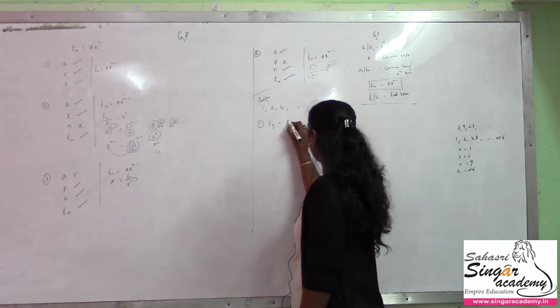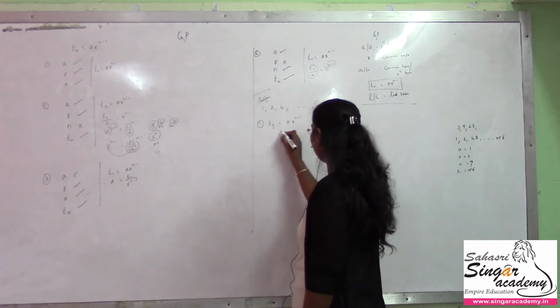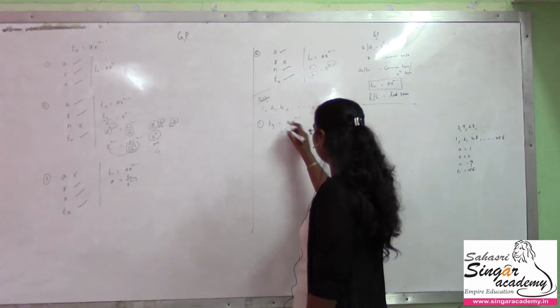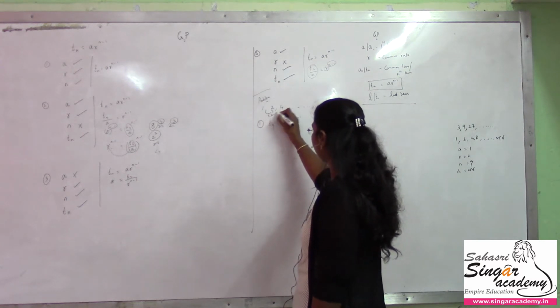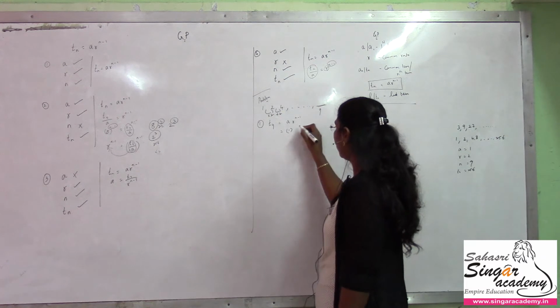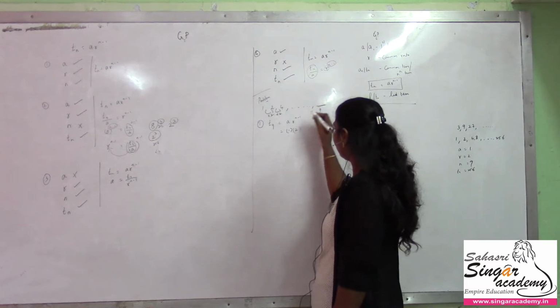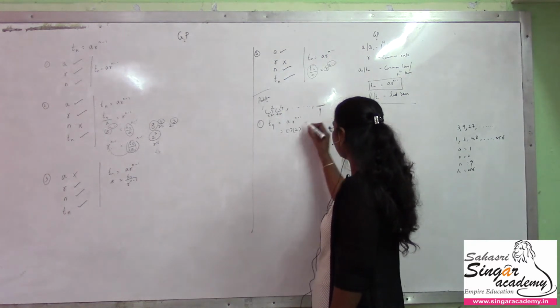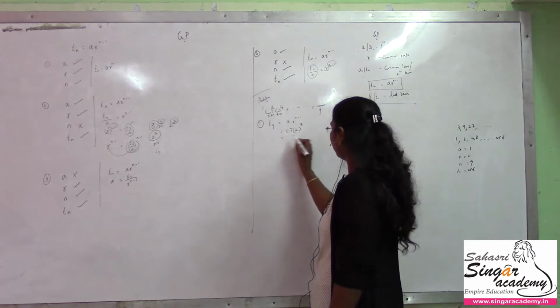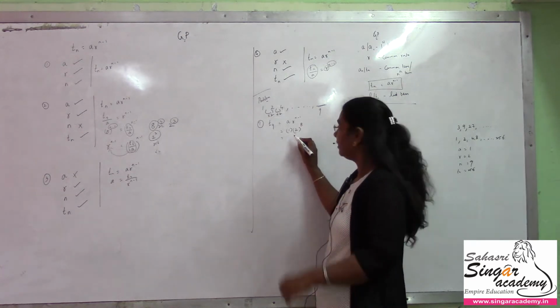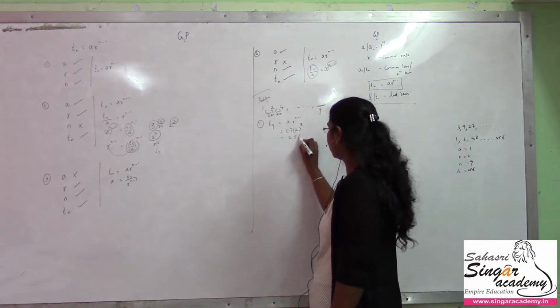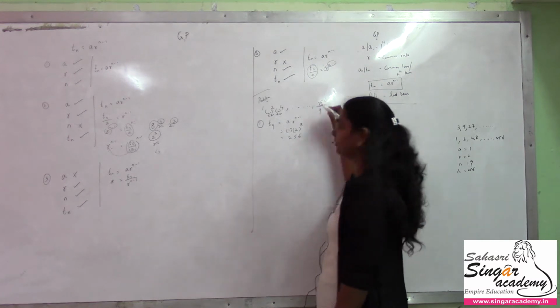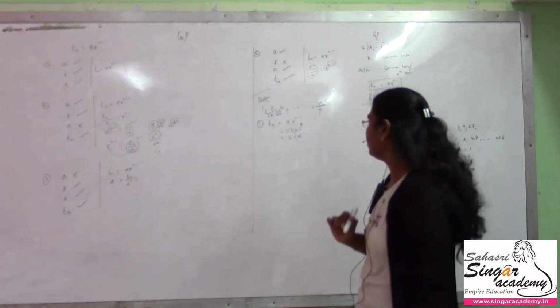So which is a r power n minus 1. So a is 1, r I get by multiplying by 2, so r value is 2. Power n minus 1, n is 9, so power 8. If you take 2 power 8, it will be 256. So this term will be 256. So this is how we can use the formula.